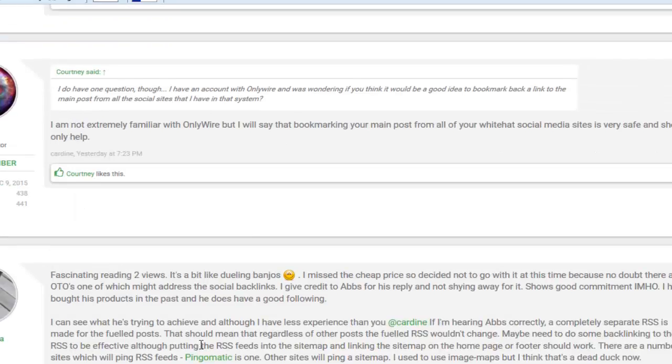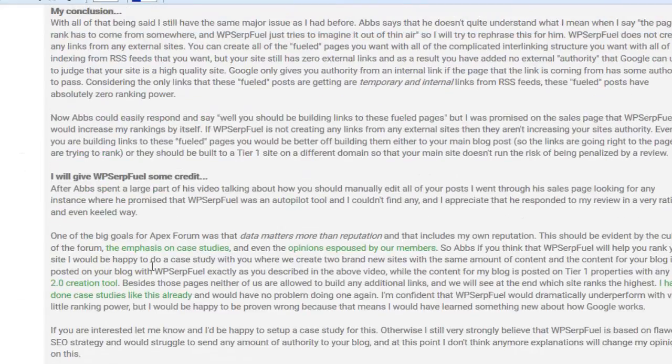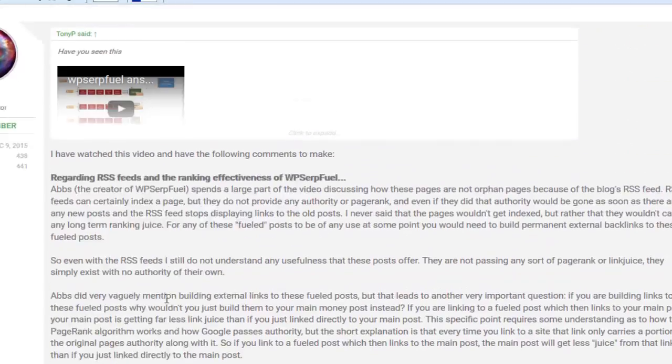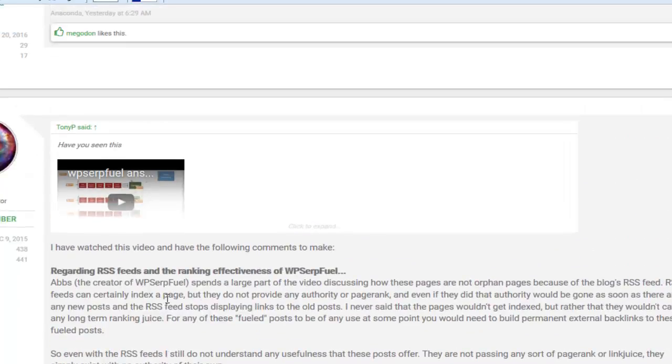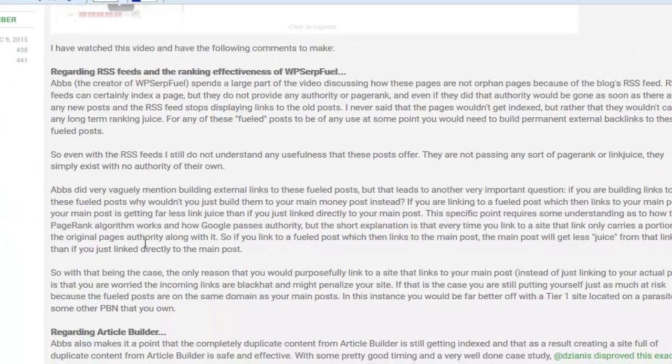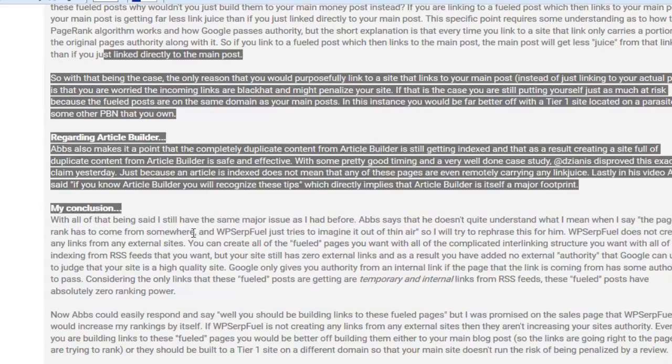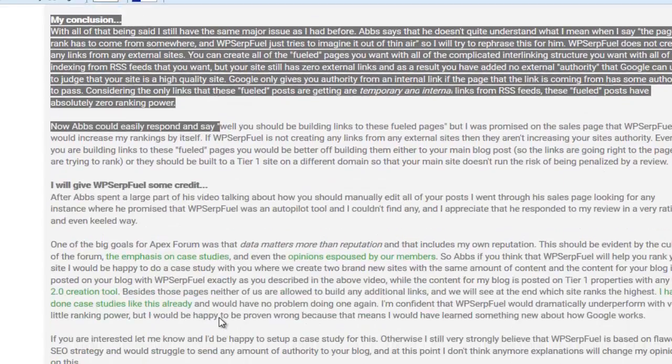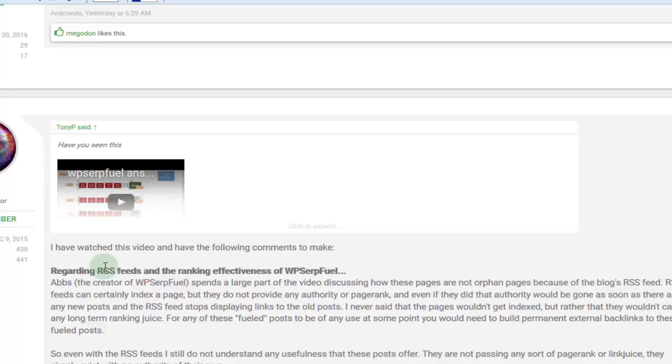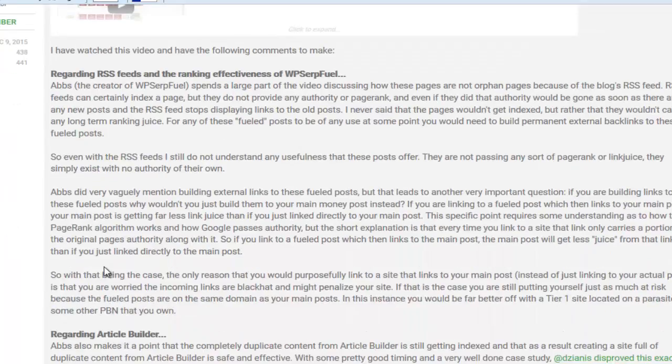Now, I'm not going to be replying to any more of these comments or anything on here as well. You guys can draw your own conclusions from this. But yes, to me, it seems very, very clear that Cardeen is somewhat confused. They keep talking about link juice and PageRank. They're not talking about anything about relevancy.